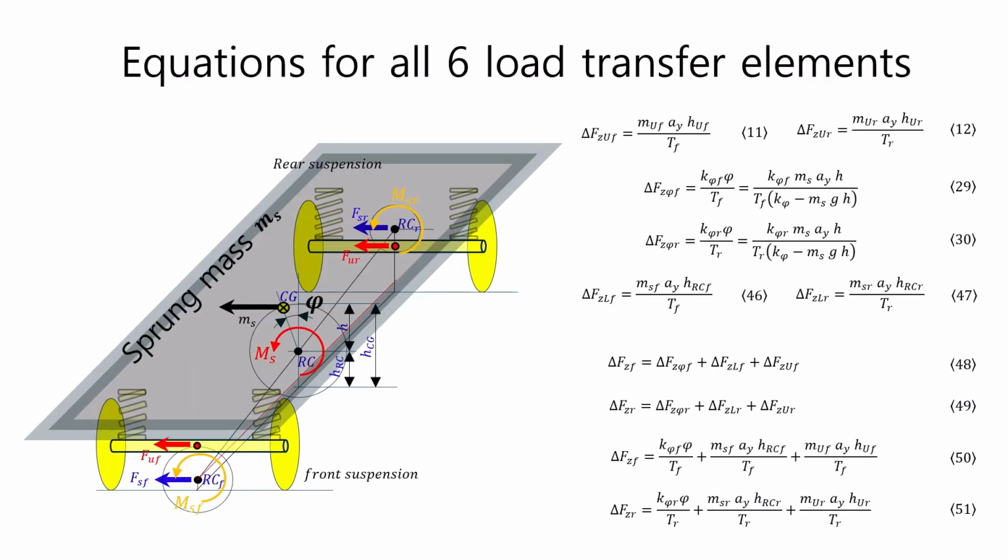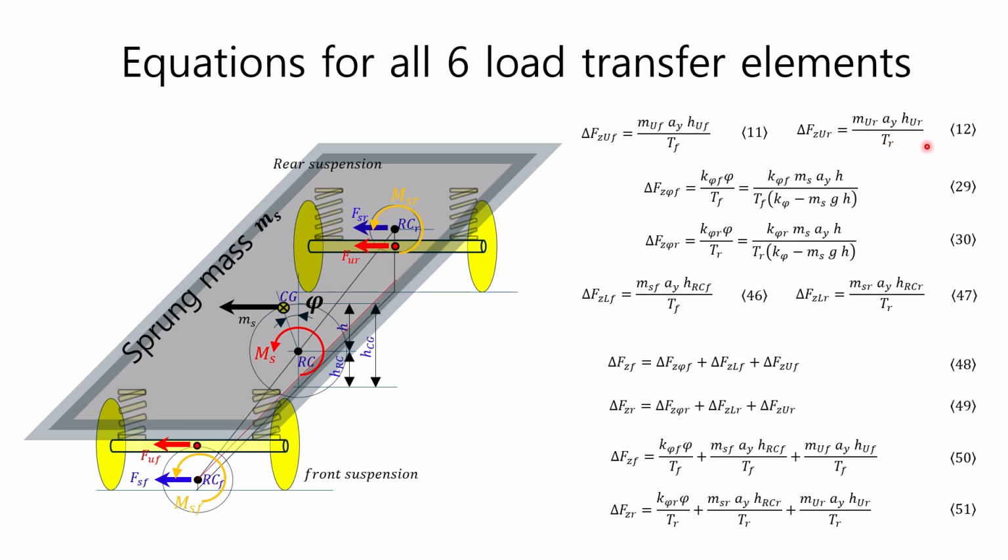Now that we know all 6 types of load transfers for lateral acceleration when a vehicle is driving at a constant speed with a constant turning radius, let's find equations to calculate the total load transfer that combines all of them for the front and rear wheels respectively. The load transfer generated by the unsprung mass of the front suspension can be expressed by equation 11, and the load transfer generated by the unsprung mass of the rear suspension can be expressed by equation 12.